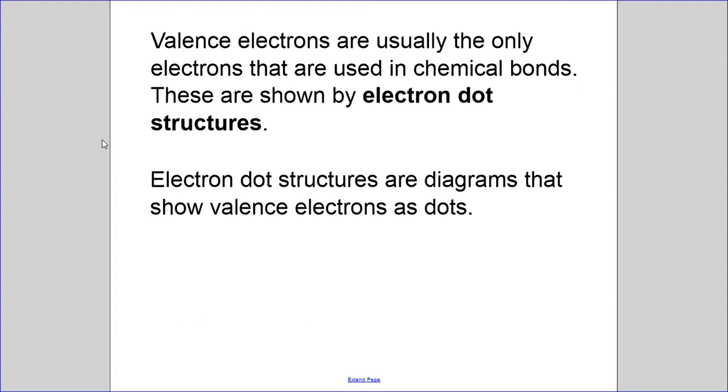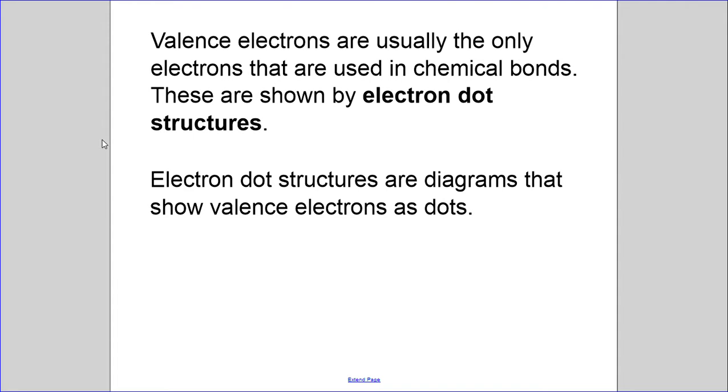So valence electrons are usually the only electrons that are used when we start to interact them to make chemical bonds. So normally we tend to show these by electron dot structures. In the past you've used Bohr diagrams, and those Bohr diagrams would show pictorially how many electrons are in the outside shell, but a lot of the time the protons don't really change. The neutrons might change if it's an isotope. But for the most part, in terms of reactivity, we're concerned with those valence electrons. So electron dot structures are diagrams that can show valence electrons as dots.